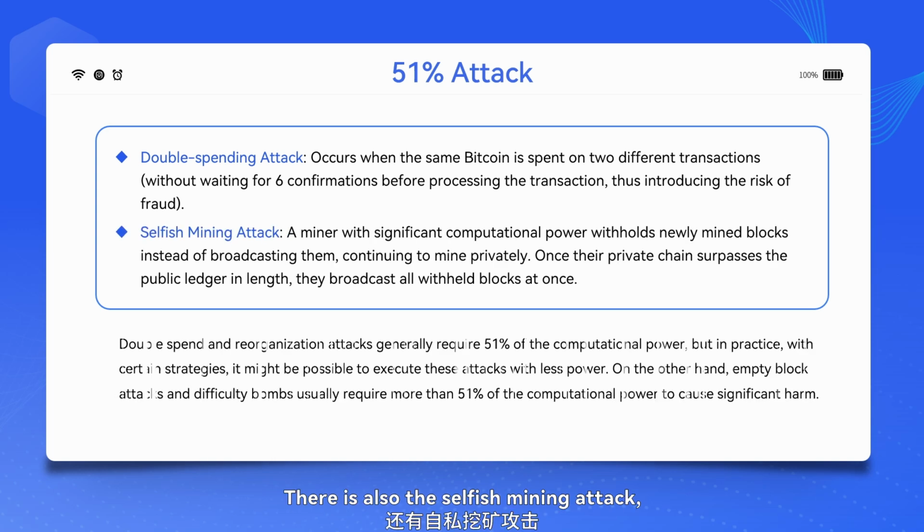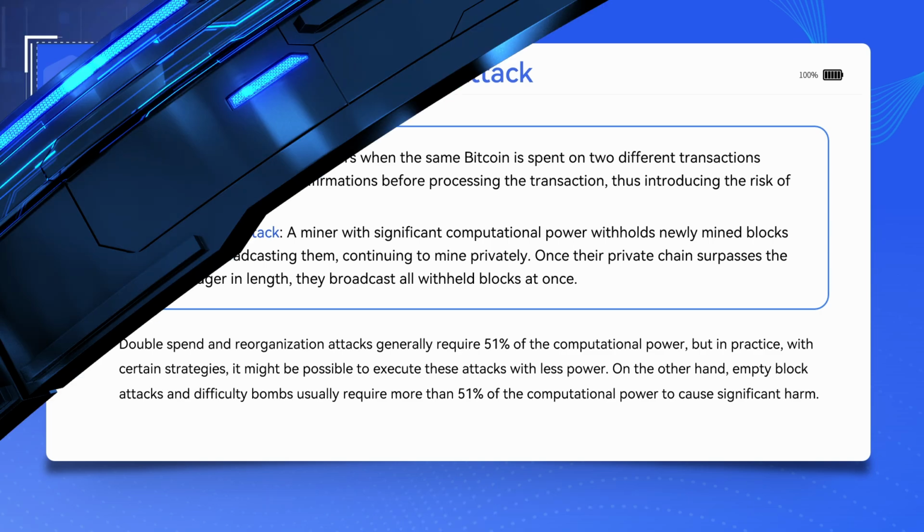There is also the selfish mining attack, where a miner with significant computational power withholds newly mined blocks instead of broadcasting them, continuing to mine privately. Once their private chain surpasses the public ledger in length, they broadcast all withheld blocks at once.